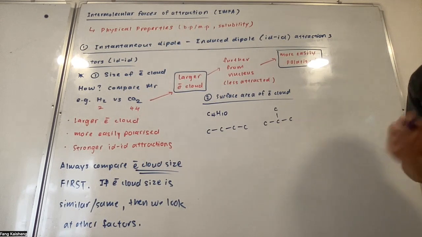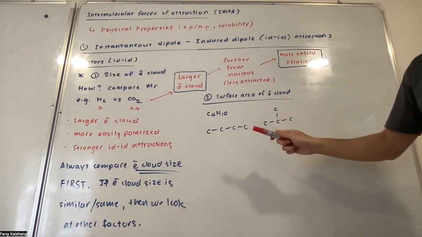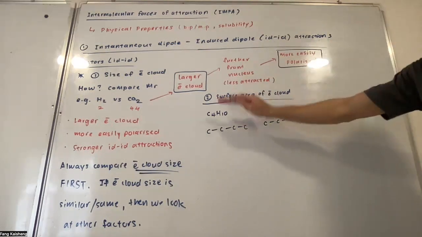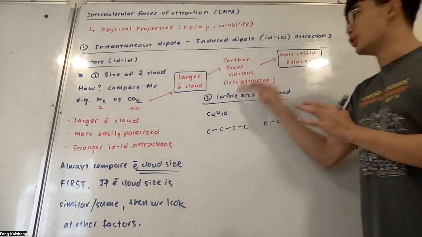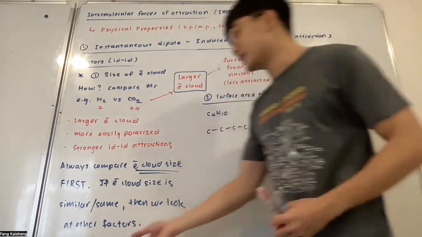What's the MR of these molecules? Both of them are C4H10, so the MR is bound to be the same. We can't compare the size, so we can only turn to surface area. Now, this is a good example, but not good enough to help you all see what's happening.